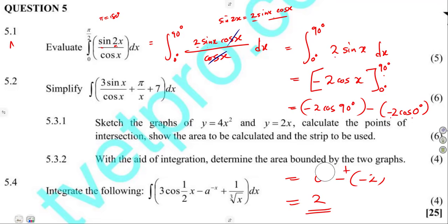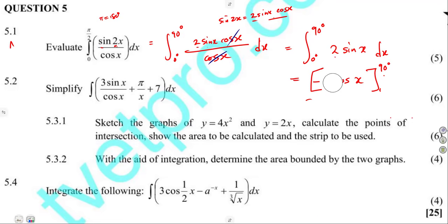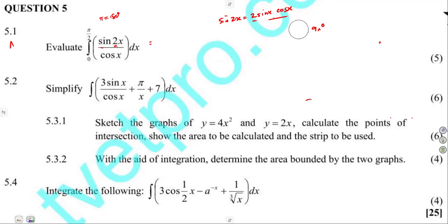Integration is something that is direct, the opposite of your derivatives. If you understand your derivatives, you're done.